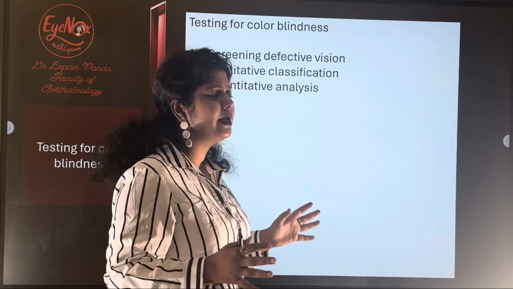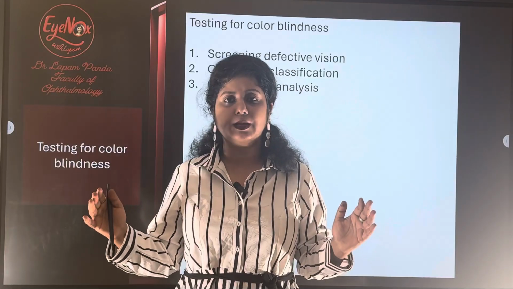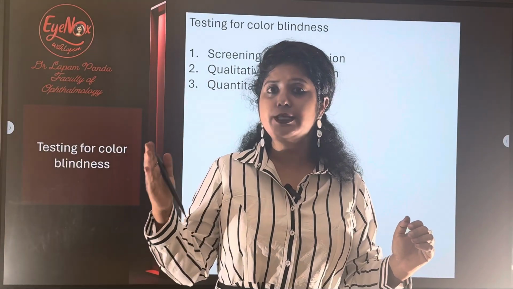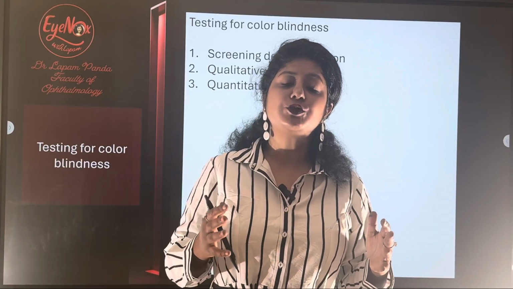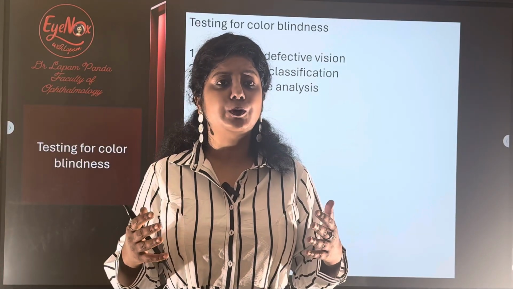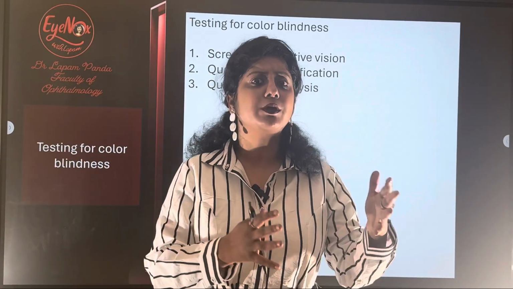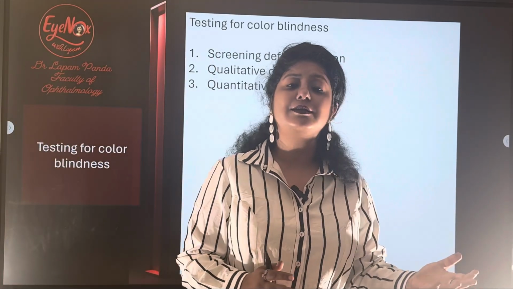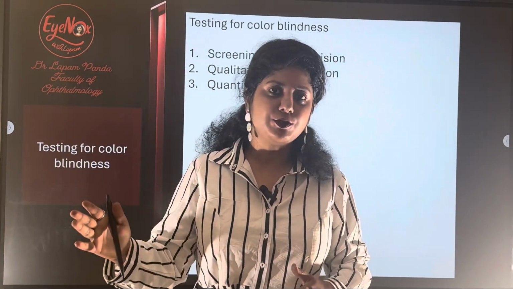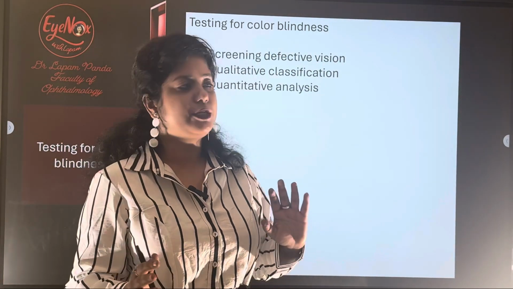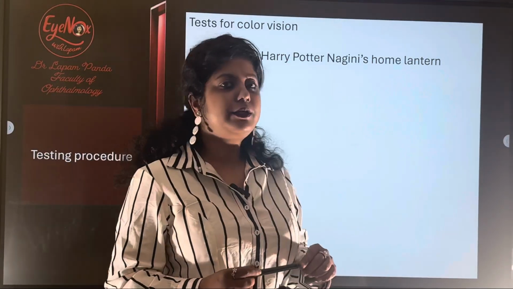All the tests that we do for color blindness can be broadly categorized into three types. One is the tests done for screening. The second is the tests which detect the quality, which means what kind of color blindness. And third are the tests which quantify the extent of color blindness. So one is screening, one is quality, and one is quantity. Now what are the tests for color vision?